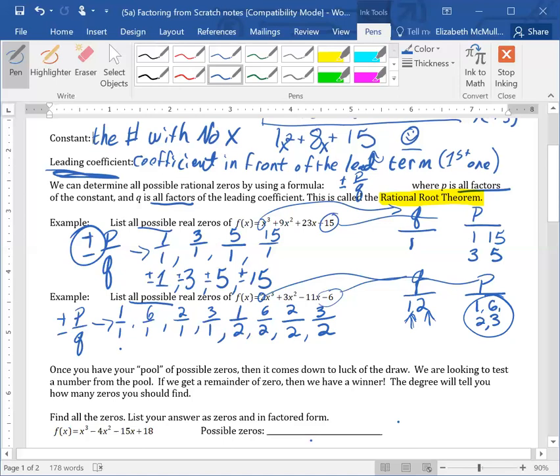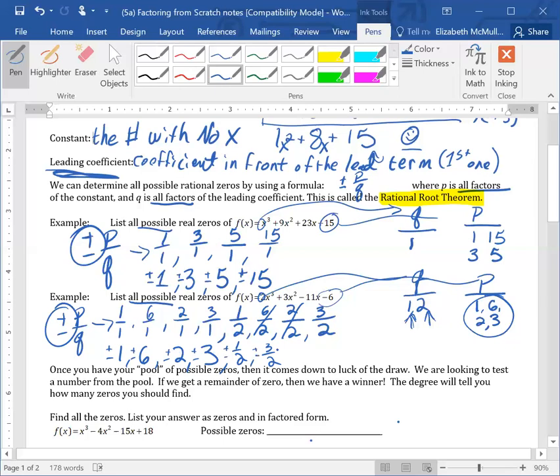1 divided by 1 is 1. 6 divided by 1 is 6. 2 divided by 1 is 2. 3 divided by 1 is 3. 1 divided by 2 is 1/2. 6 divided by 2 is 3. Well, I've already got that one, so I don't need to list it twice. 2 divided by 2 is 1. I've already got that as well, so I don't need to list it twice. And 3 divided by 2 is 3/2. Remember, this is plus or minus, so let's go ahead and put this in. Positive or negative on each of them.